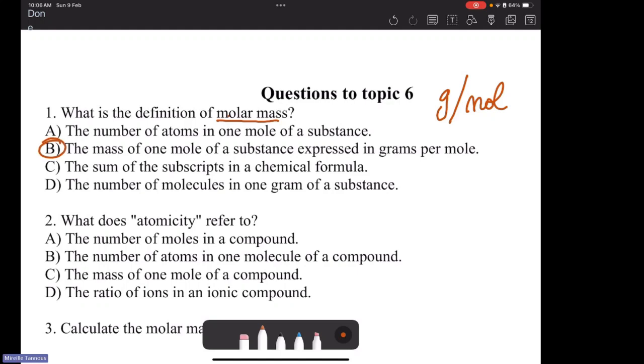Moving on. What does atomicity refer to? Atomicity is very important because we need it in calculating how many atoms in a compound I have. So I need to know the atomicity. It refers to how much of that atom I have in a compound. So H2O, I have 2 atoms of hydrogen and 1 atom of O. So atomicity equals 3 here. So it is the number of atoms in a compound, in a molecule. So it is choice B.